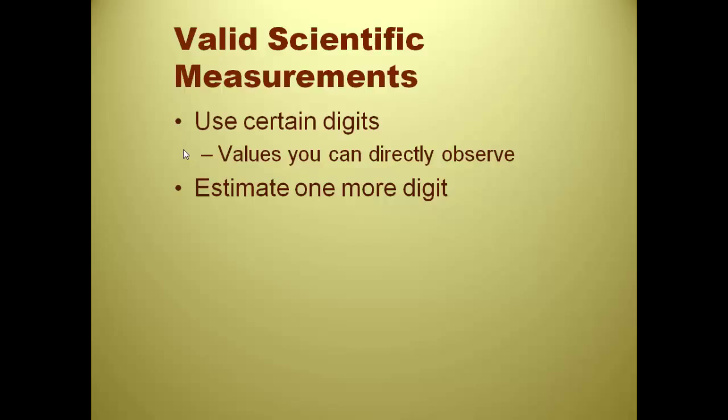So let's talk about valid scientific measurements. We're going to do some examples. We did a little bit with the POGIL today. And a valid scientific measurement uses the certain digits. Those are the values that you can directly observe.